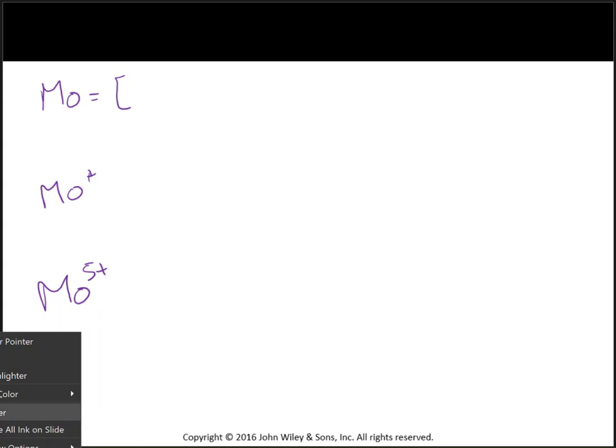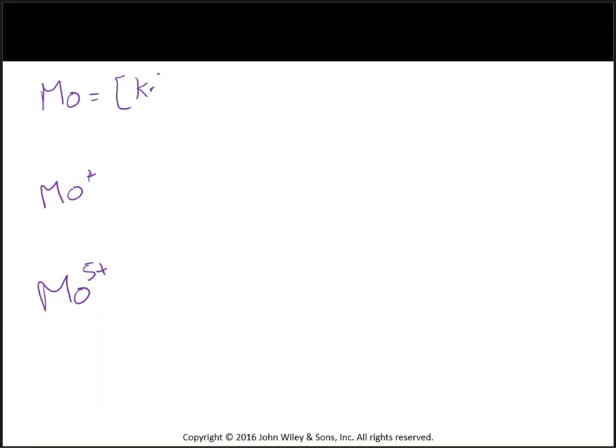Let's look at the electron configuration of molybdenum, molybdenum 1+, and molybdenum 5+. Molybdenum is one of the exceptions. The electron configuration is krypton 5s1, 4d5. So molybdenum 1+ is going to be krypton 4d5, and molybdenum 5+ is going to be krypton 4d1.